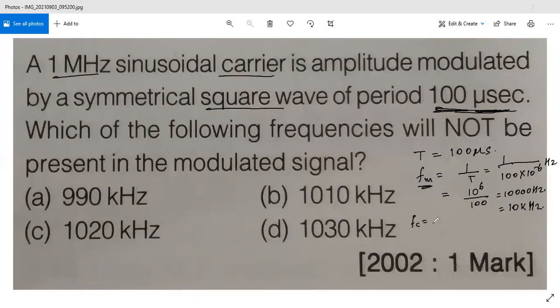also given. FC is given as 1 megahertz. Okay, so यहाँ पर एक छोटा सा concept है. एक्चुअली हमारे पास FC भी है और FM भी है, तो आफ्टर मॉड्यूलेशन वी विल गेट व्हाट फ्रीक्वेंसी कंपोनेंट्स? FC plus FM, FC minus FM. FC plus FM and FC minus FM. So FC plus FM से कौन सा आंसर आ रहा है? FC plus minus FM हमें मिलना चाहिए, तो FC plus FM का वैल्यू कितना आ रहा है?